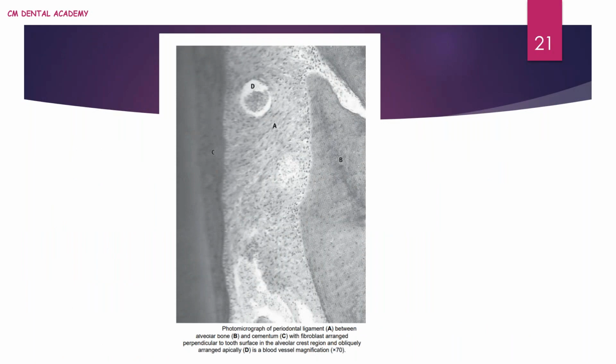This is a periodontal ligament photograph. You can see here the alveolar bone, and the periodontal ligament having a blood vessel, and the cementum, with the numerous fibroblasts present in the periodontal ligament.